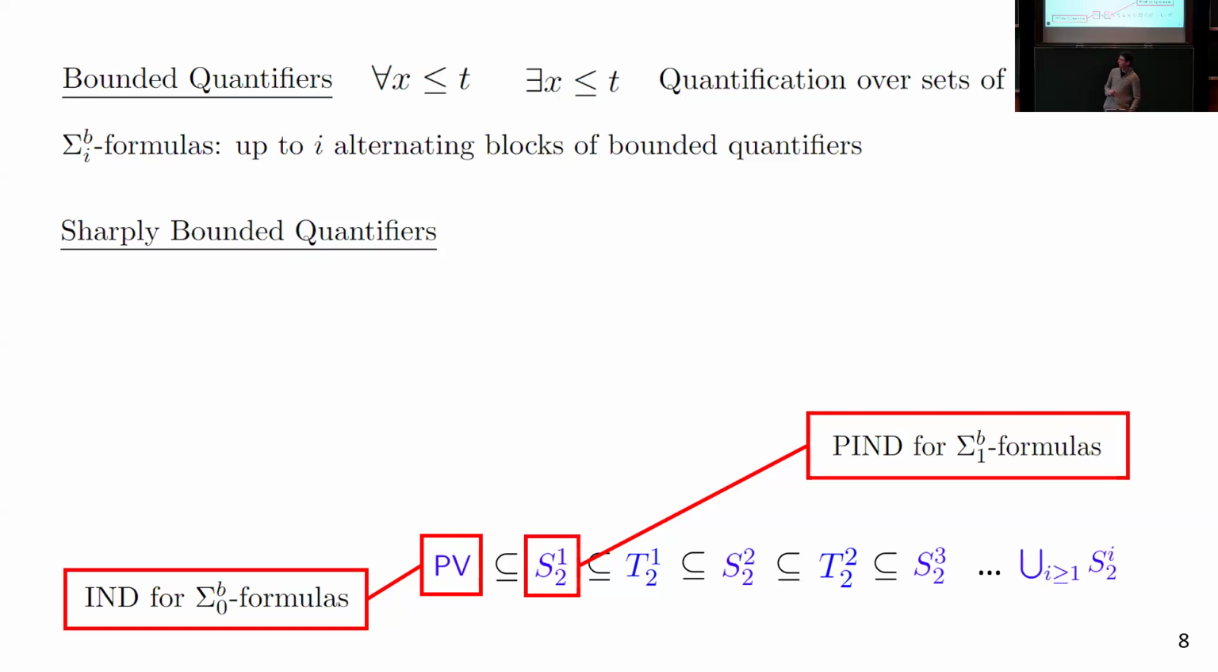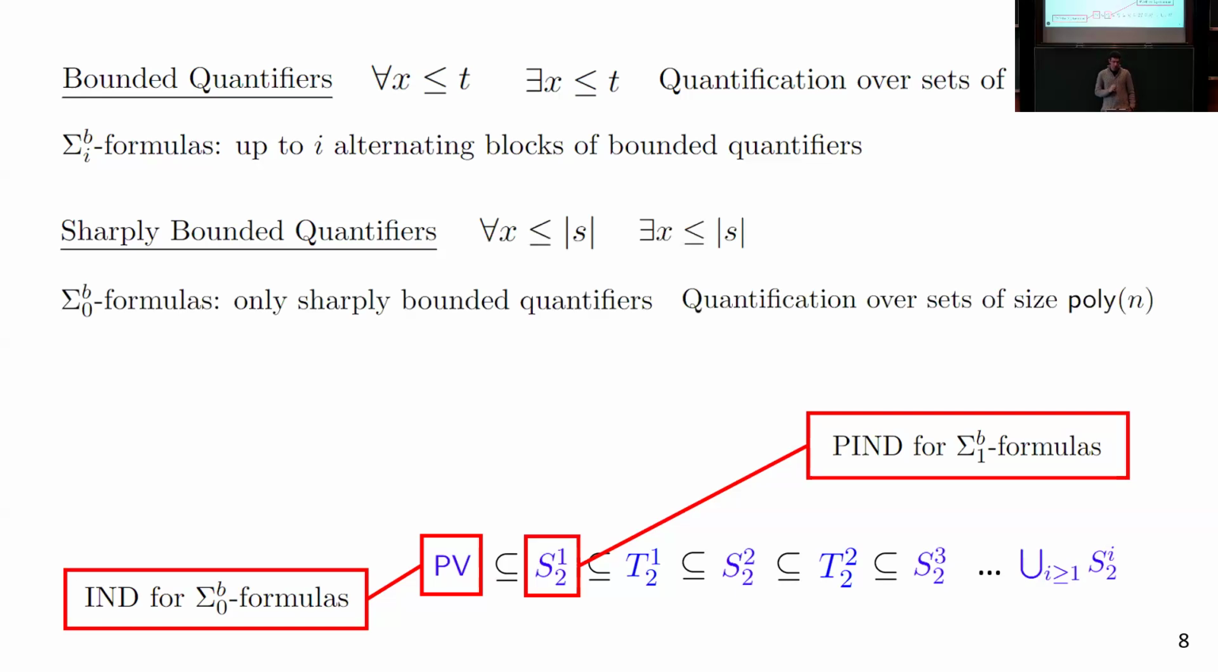We also have to introduce what is called sharply bounded quantifiers. Now the quantification is over small sets of size poly n. That's how you should think about these quantifiers. Whenever you quantify, you not only have some term, but you actually take the length of the term. The length is sort of like a log operation, so it decreases the size of the universe by a log. The class of sigma B0 formulas are those that only have sharply bounded quantifiers.